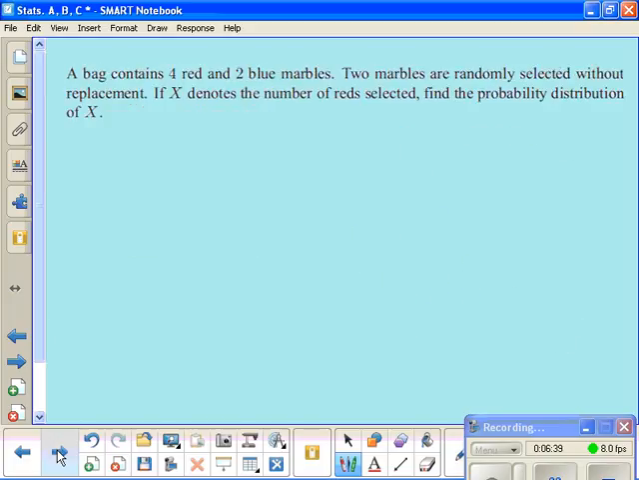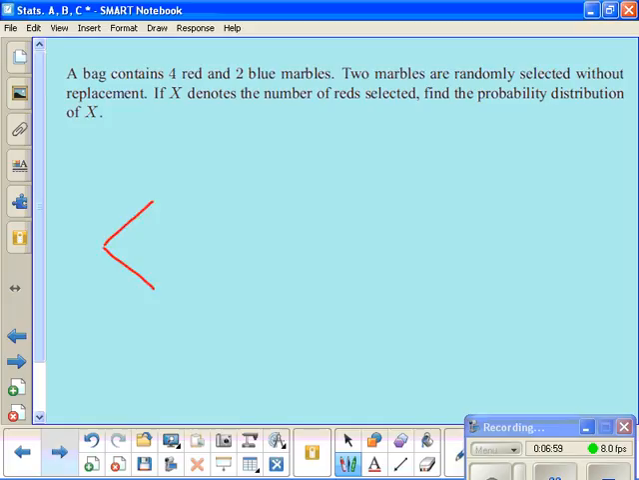Continuing. If a bag contains 4 blue marbles and 3 red marbles, 2 marbles were randomly selected without replacement. X denotes the number of reds selected. Find the probability distribution of X. So here, let's show this first of all by a tree diagram.